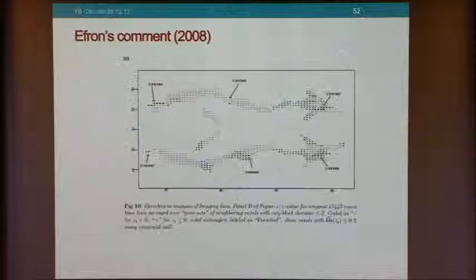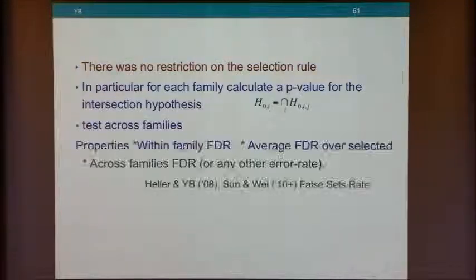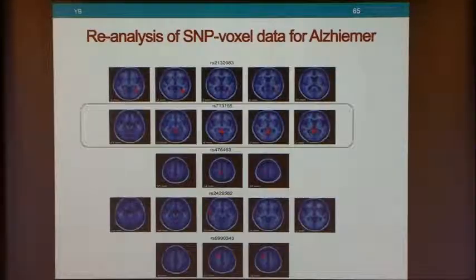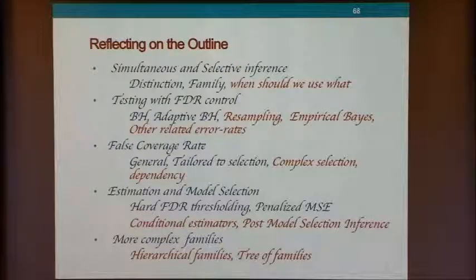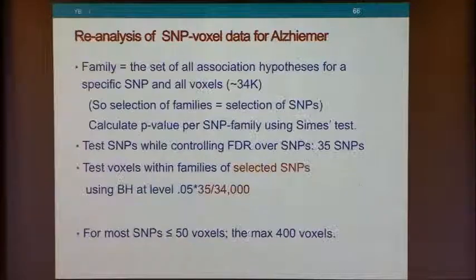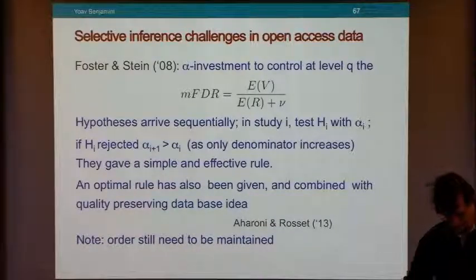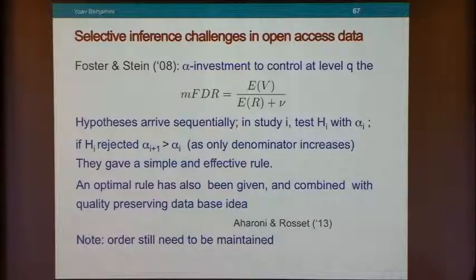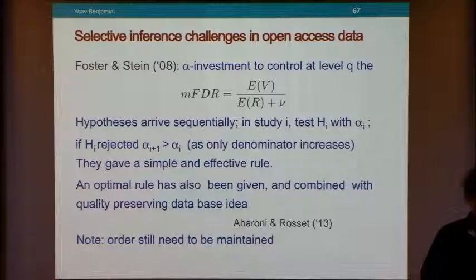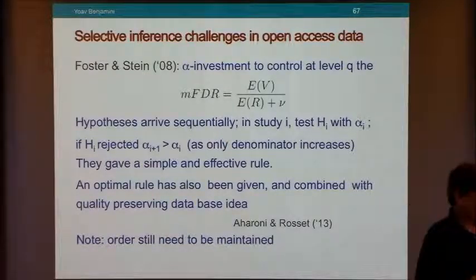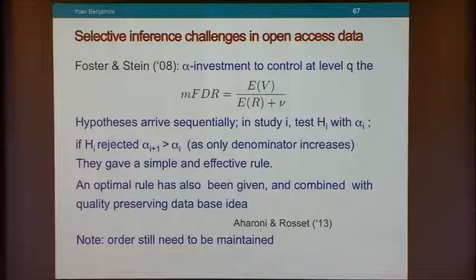With this note, I will go to the last point that I wanted to make. This is selective inference challenges in open access data, which might be of particular interest. We are now having more and more cases of open data, and that's really what you're dealing with in a way. You're dealing with the problem of confidentiality in open data. We have the same problem with selective inference in open data.